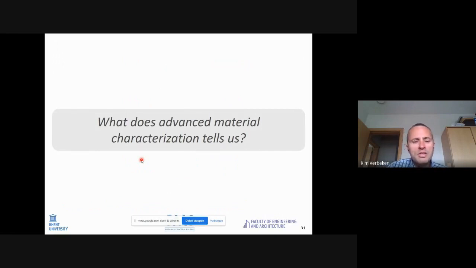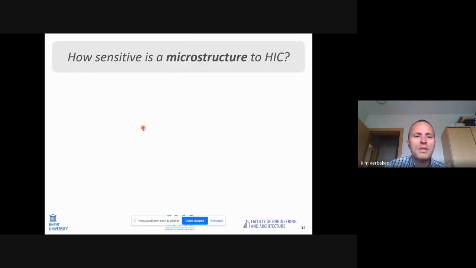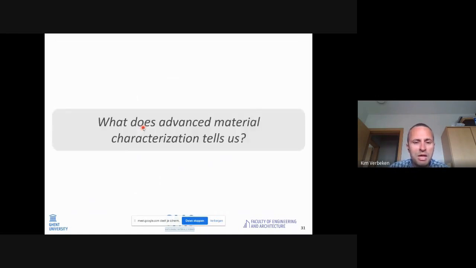And then to end my presentation, I want to show you something related to advanced material characterization and how these characterization techniques can tell us something about the behavior of hydrogen. Often people ask how sensitive a microstructure is to hydrogen-induced cracking, and people sometimes think you can quote this in one number, or just say this material is very sensitive. But actually this happens on a microstructural scale, and all the details in your microstructure are extremely important and can behave differently when coming into contact with hydrogen.